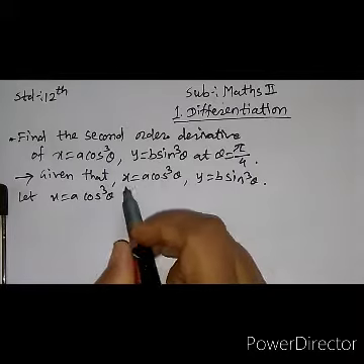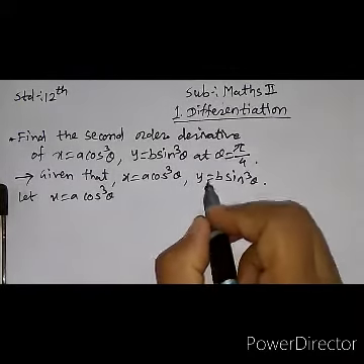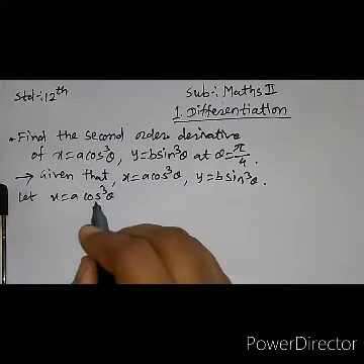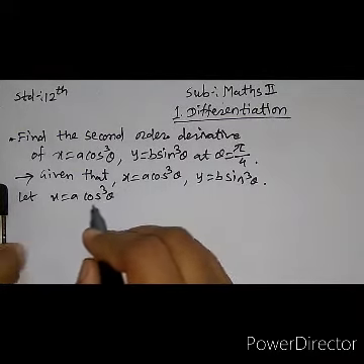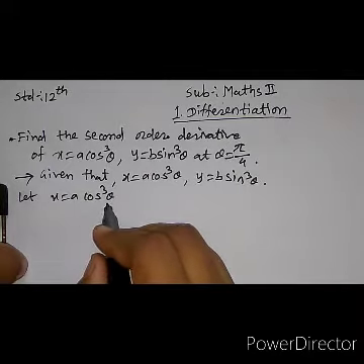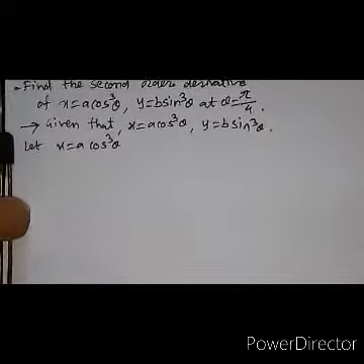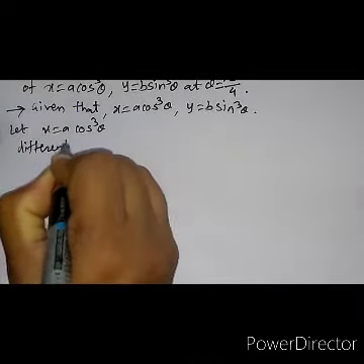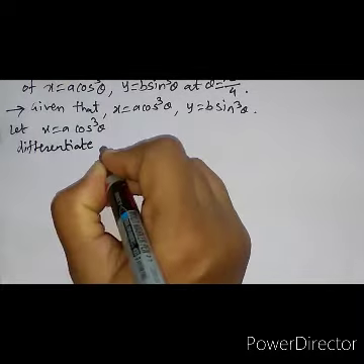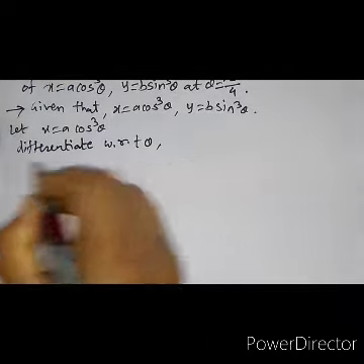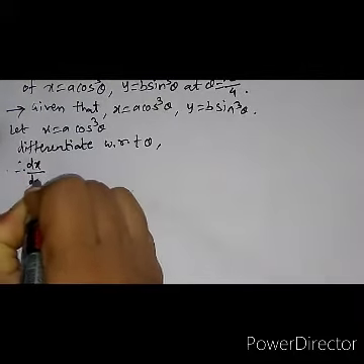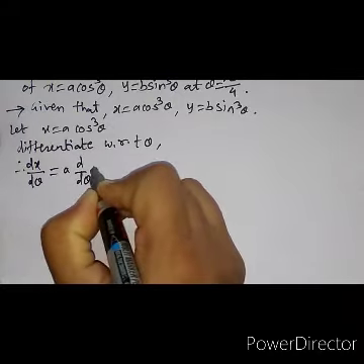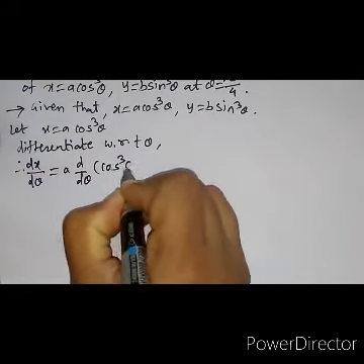So given that x is equal to a cos cube theta, y is equal to b sin cube theta. Let us consider first x is equal to a cos cube theta. So x is a differentiable function of theta. Therefore differentiate x with respect to theta. Therefore dx upon d theta is equal to a is constant, d by d theta of cos cube theta.